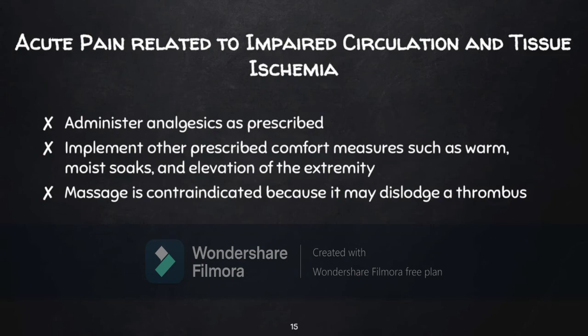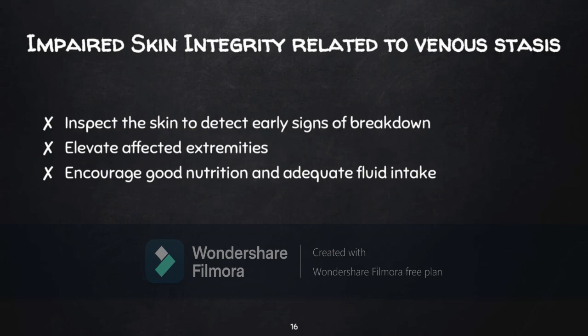Acute pain related to impaired circulation and tissue ischemia. Its nursing interventions include administer analgesics as prescribed, implement other prescribed comfort measures such as warm, moist soaks, and elevation of the extremity. Then, massage is contraindicated because it may dislodge a thrombus. Impaired skin integrity related to venous stasis.